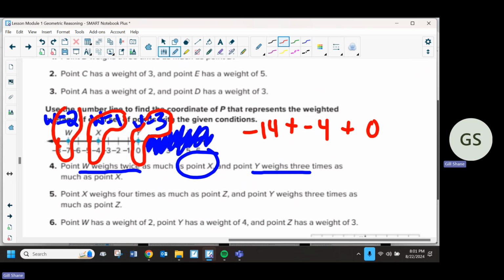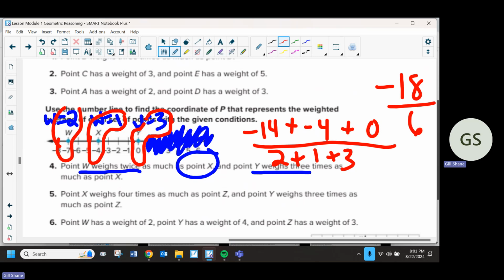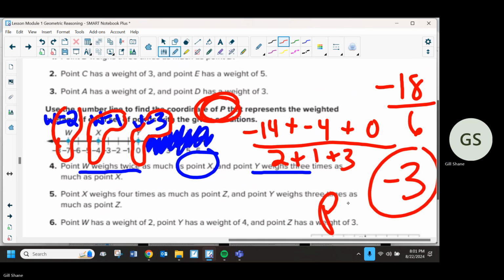And yeah, we do write it down. It won't affect anything, but we do write it down. Just follow the process. Now we add all the weights up. 2 plus 1 plus 3. So I get -18. What's that? Divided by 6. So again, if I'm locating point P, which is what it asked for, that's what I just solved for. Point P would be at -3.